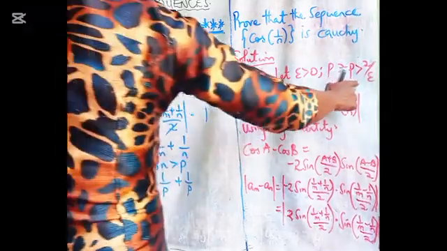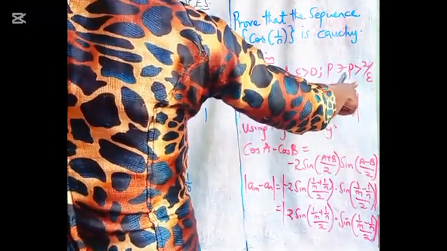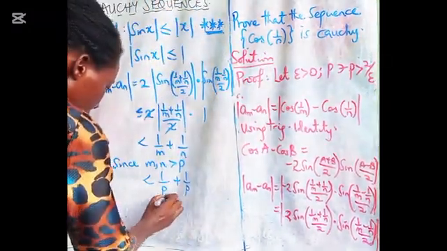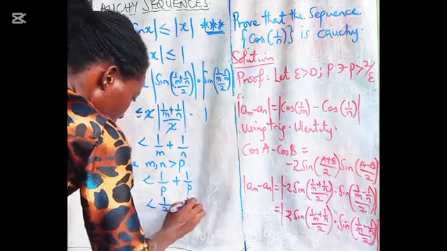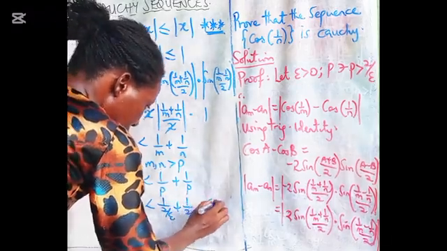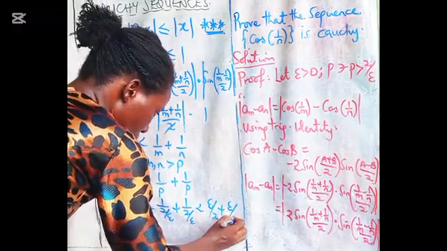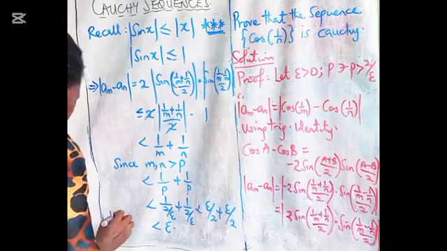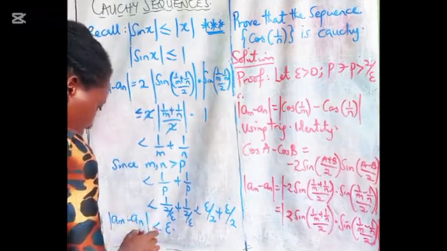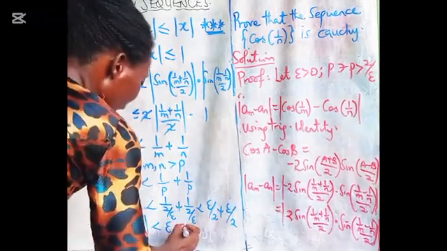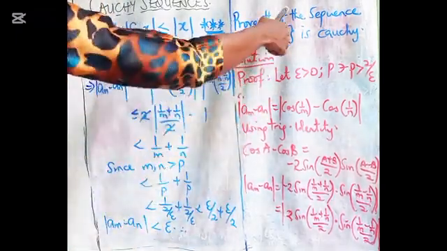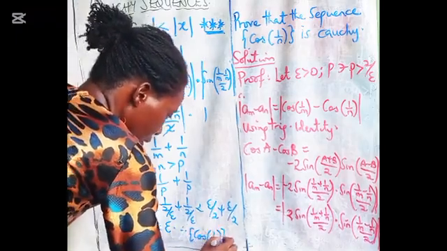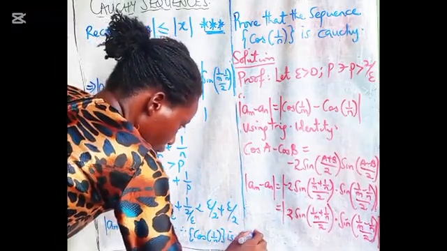But recall that we have said our p is such that p is greater than 2 over epsilon. Therefore, this is less than 1 over (2 over epsilon) plus 1 over (2 over epsilon). And that is less than epsilon over 2 plus epsilon over 2, which will be less than epsilon. That is, the absolute value of a sub m minus a sub n is less than epsilon. Therefore, the sequence cos 1 over n is Cauchy.